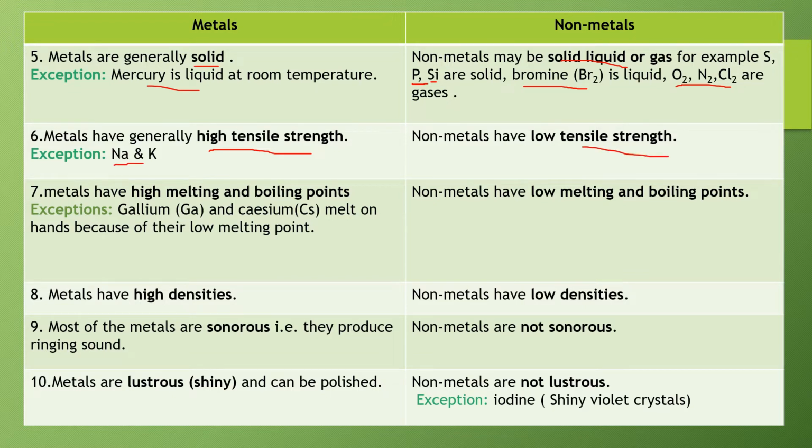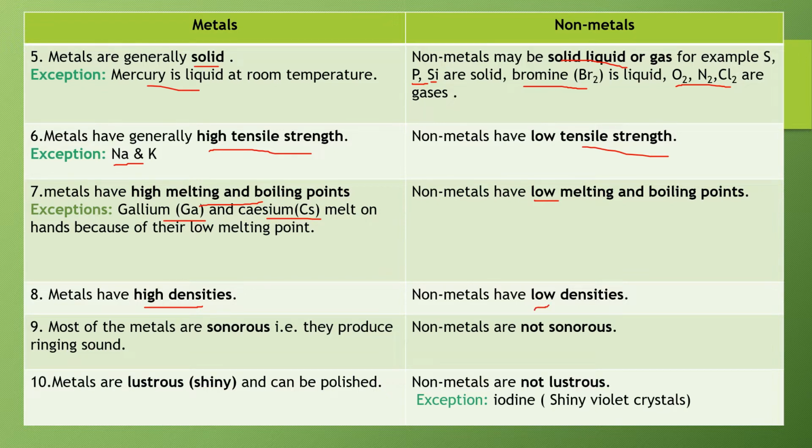Now metals have high melting and boiling points. Again the exceptions are gallium and cesium. They have very low melting points and hence they will melt on your palm by absorbing the heat of your palm. On the other hand, non-metals have low melting and boiling points. Now the next is metals have high density. What is density? Mass per unit volume is density. So metals generally have high densities and non-metals have low densities.